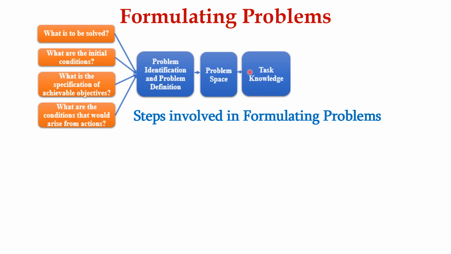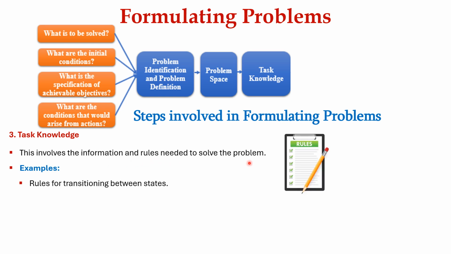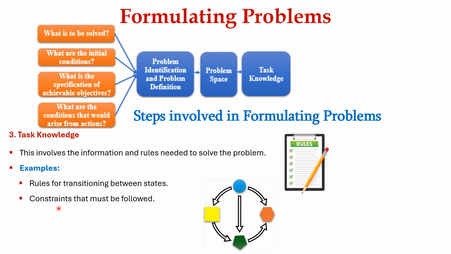The third step is task knowledge. It involves the information and rules and regulations which are required to solve the problem. Examples are the rules required in order to transition from one state to another state, the constraints which are to be followed in order to reach the desired goal state, and some specific domain knowledge which is relevant to the task.